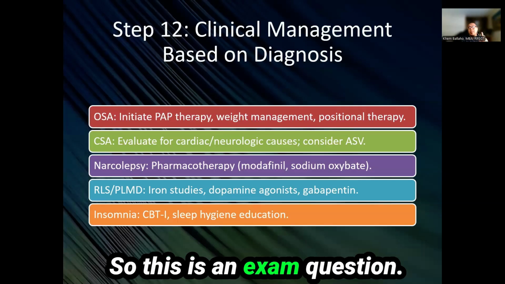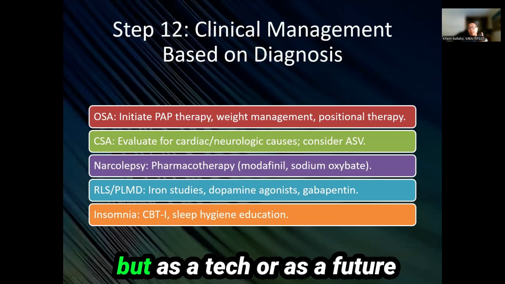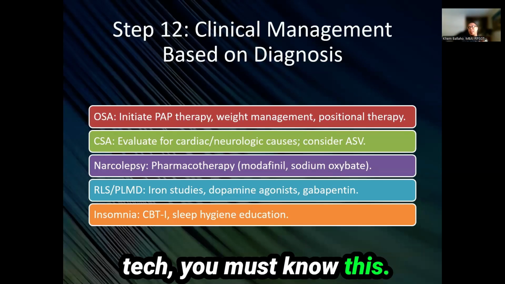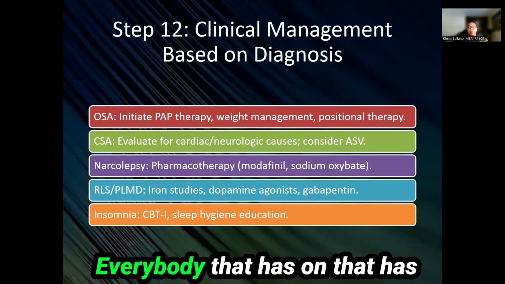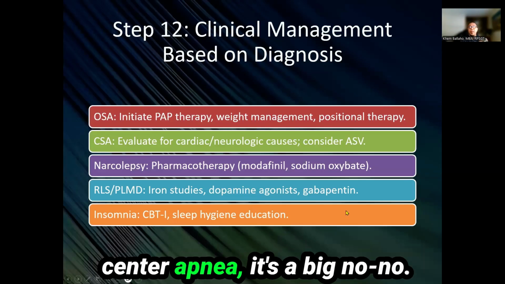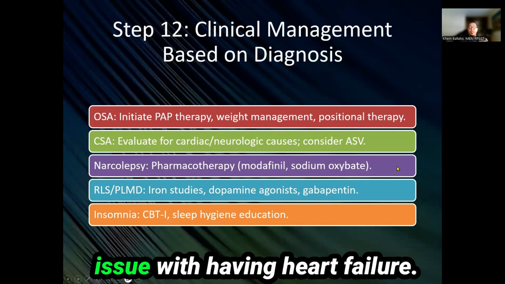So this is an exam question. Make sure that you know this. And not just an exam question, but as a tech or as a future tech, you must know this. You can't just put everybody on ASV. Everybody that has central apnea. It's a big no-no because there is a mortality issue with having heart failure.